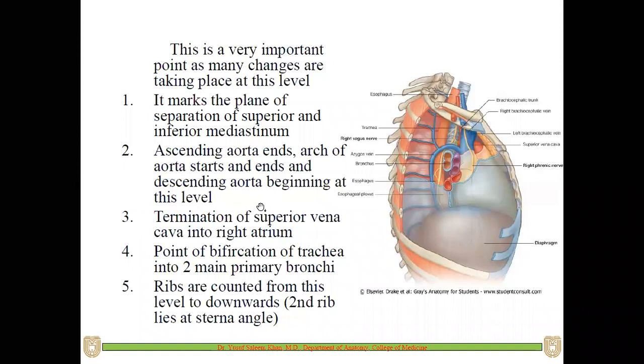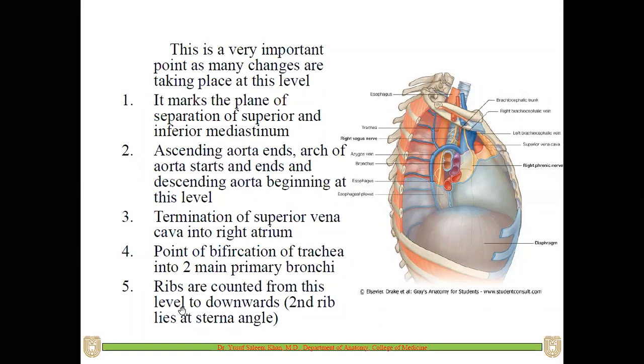The third is termination of the superior vena cava into the right atrium. If you see here, the superior vena cava comes here and enters into the right atrium at the same level. The fourth point is the bifurcation of the trachea into two main primary bronchi. If you see here, behind this, the trachea divides into two primary bronchi at the same level, that is the sternal angle or the angle of Lewis.